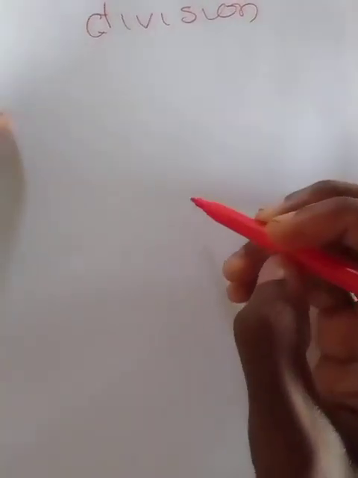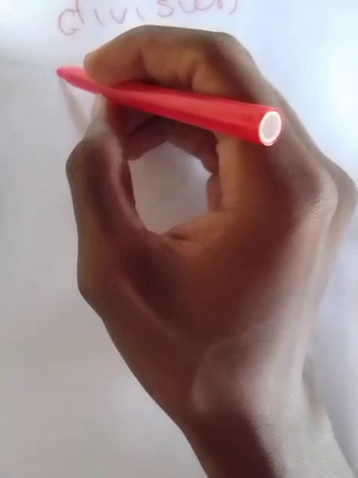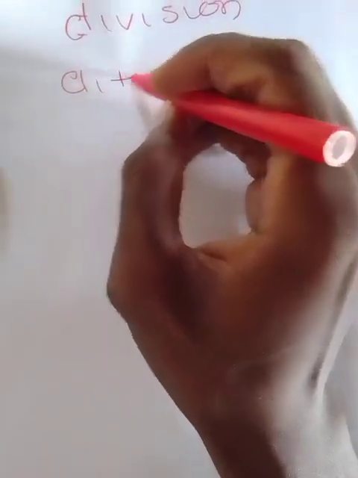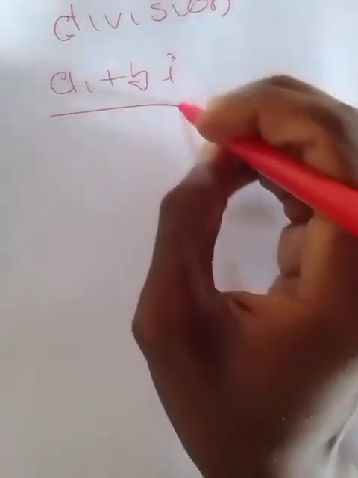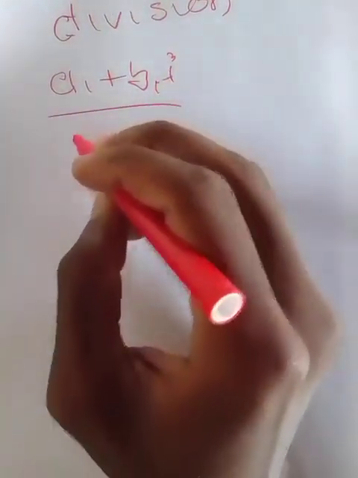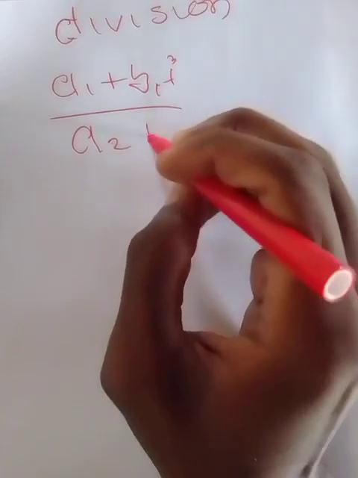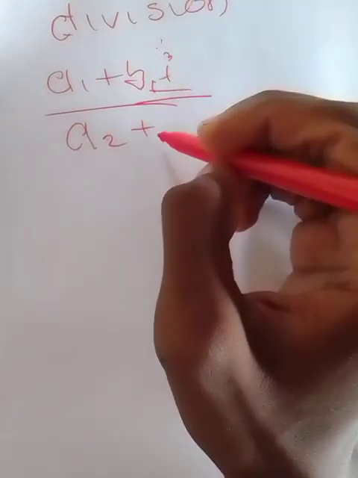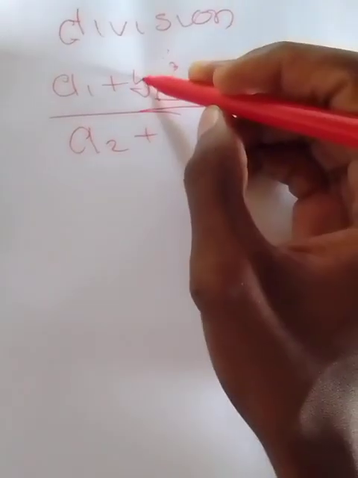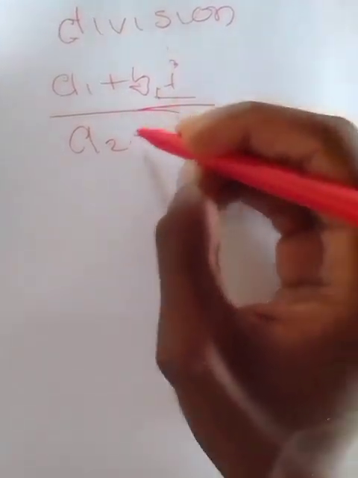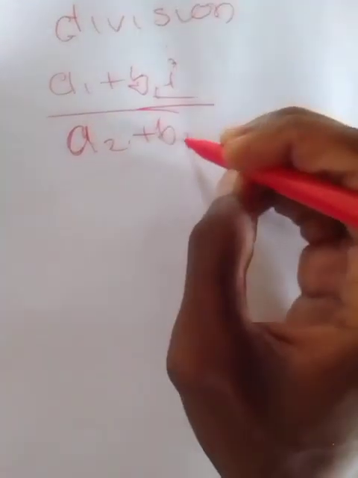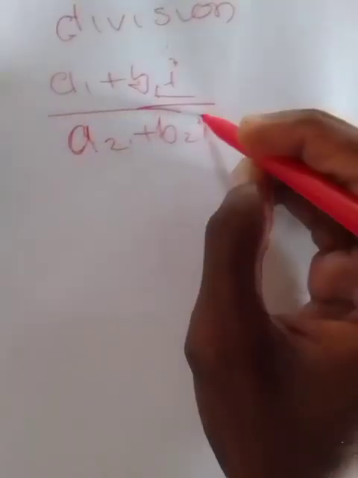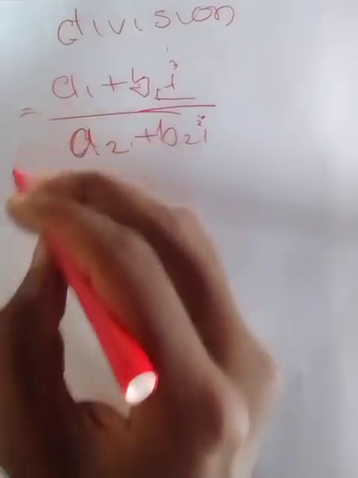Let me give you an example. Imagine you have a1 plus b1i, and you have a2 plus b2i. I'm just giving an example. Imagine these two are complex numbers and they are being divided. That's what it means, division. This divided by this. So now you are dividing them, right?